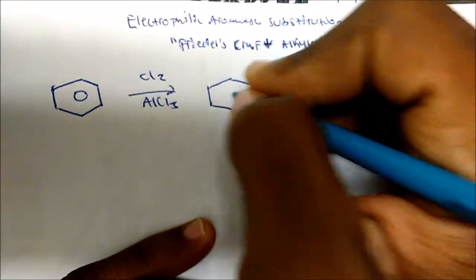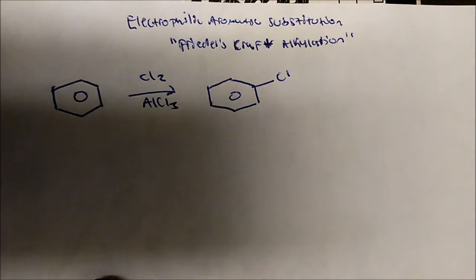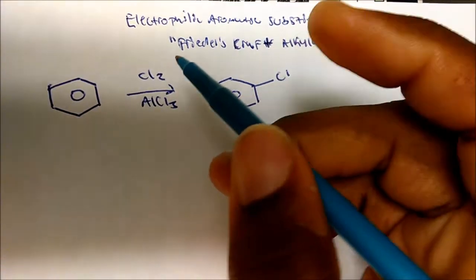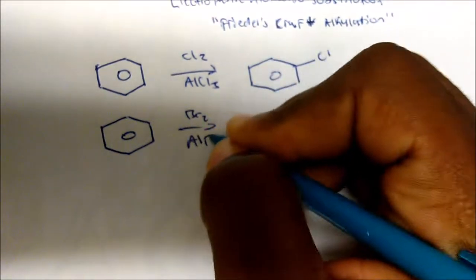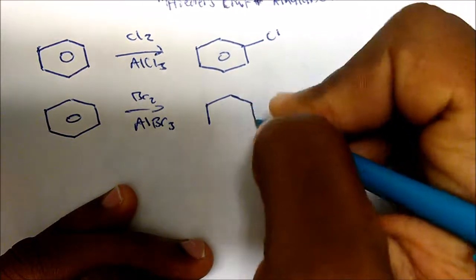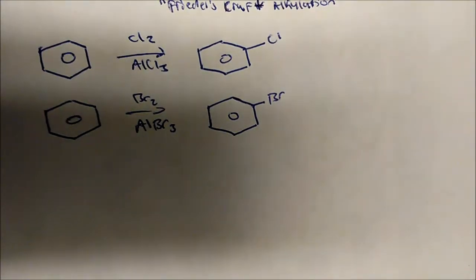Well, I'm going to generate chlorobenzene. Okay, all I'm doing is adding chlorine to my aromatic ring. Okay, if I take benzene and I add Br2, and let's use aluminum tribromide, still a Lewis acid, I will generate bromobenzene.